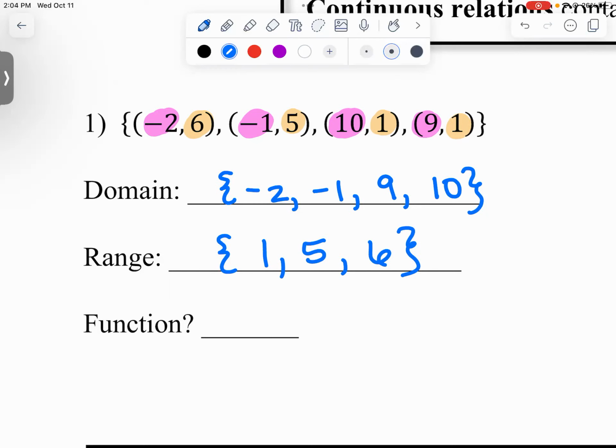Noah, is this a function? Okay. Noah says it's a function. Kyron, why is it a function? Because all the outputs have one input. Or no, it's the other way around. All the inputs have one output. Okay, all of my inputs have one output. All of my X's have one Y. Okay, great.